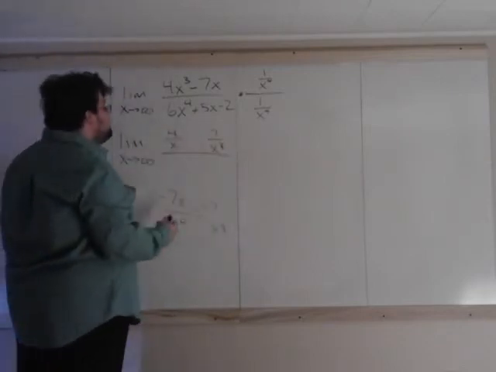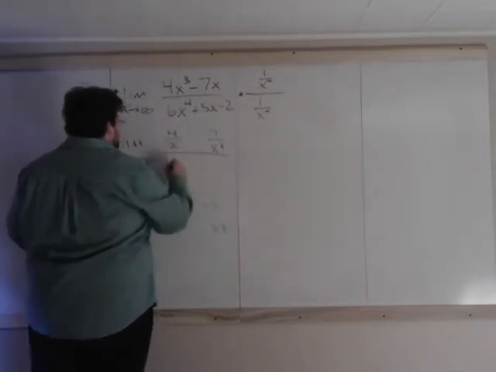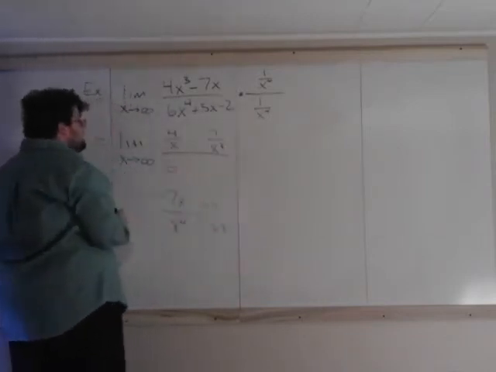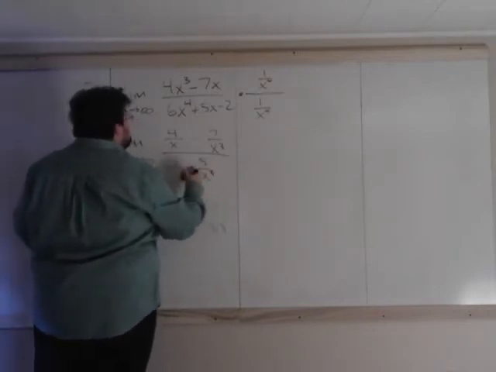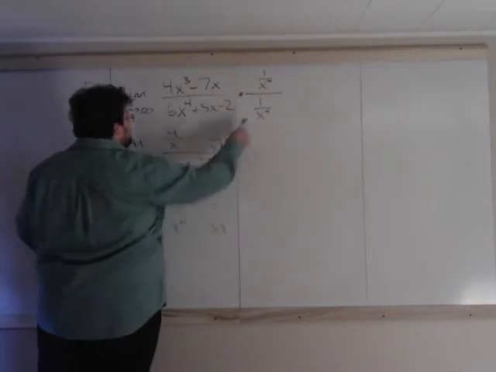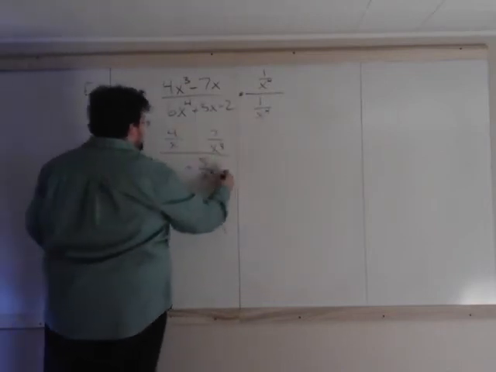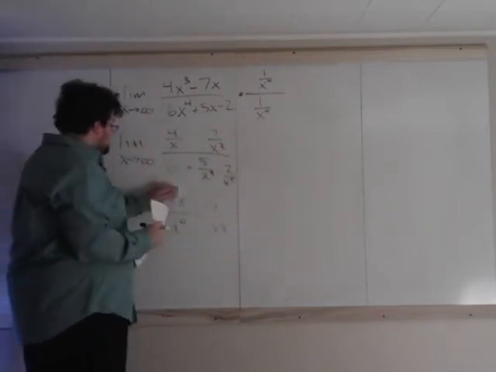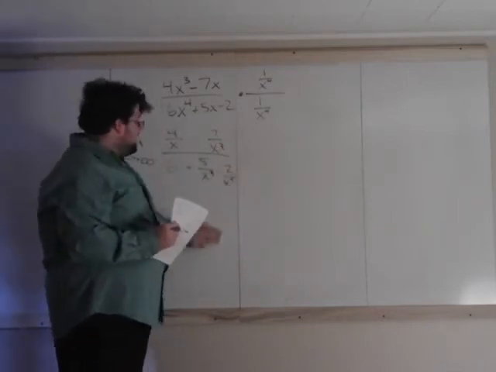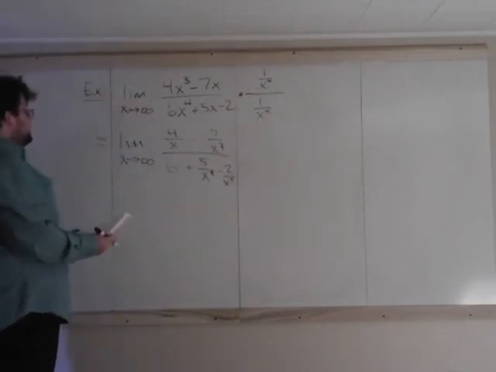And do the same multiplication on the bottom. We have 6x to the fourth divided by x to the fourth. Well, that's just 6, because all of the x's will cancel. Plus 5. This time we have 5 over x cubed, because we have 1 x and 4 x's, just like up there. And then negative 2 over x to the fourth. No x's will cancel there. Well, now look what happens when we take the limit as x goes to infinity.